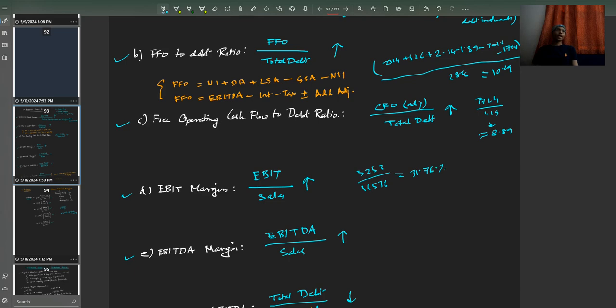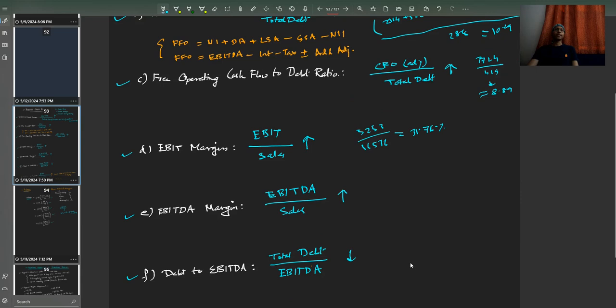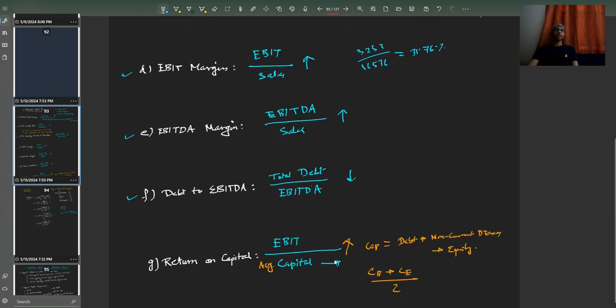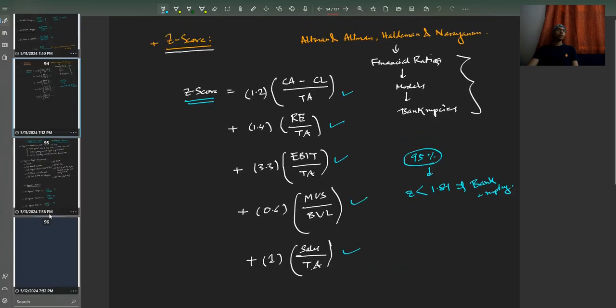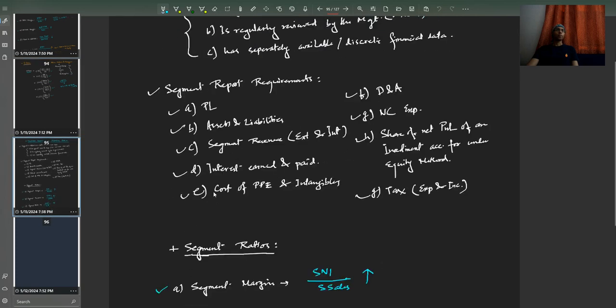So this is how we calculate. These are very easy numbers to calculate, I guess. You'll be able to calculate it easily. Right, friends? So that's how we do it. Then what are the other ratios that we calculate? Z score, no.